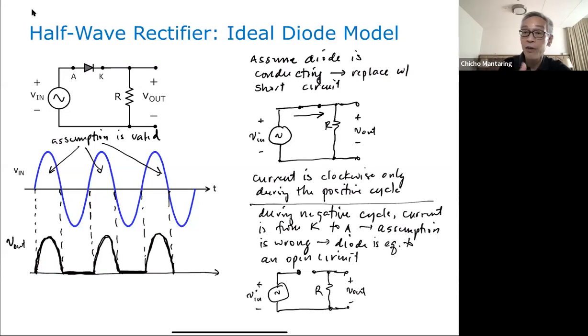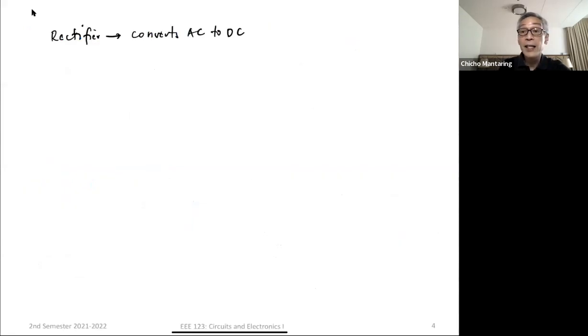No? For example, if you're talking about current, it only flows in one direction. It can be changing magnitude, but as long as it is flowing in only one direction, that's DC. Ngayon, sabi natin, when we just say DC without qualifying, usually ang ibig sabihin nun is constant DC. But strictly speaking, this is DC. So a rectifier converts AC to DC.